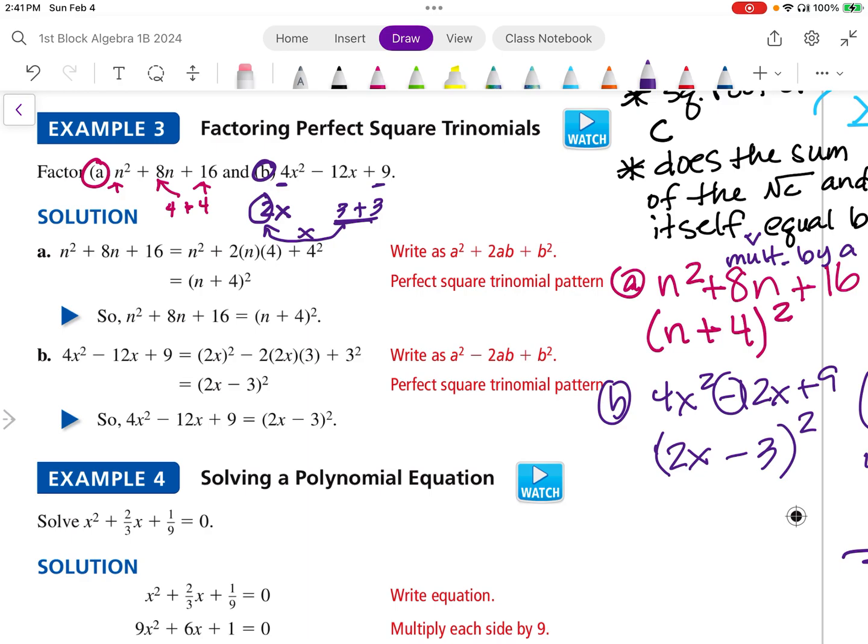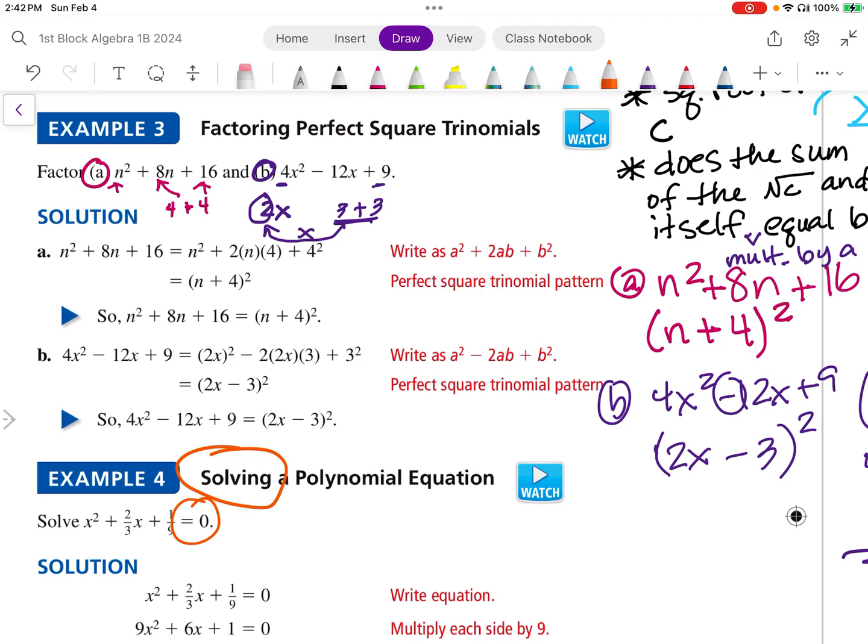Okay, example 4. Example 4 tells us something a little different. Example 4 says, solve a polynomial equation. Well, what's the difference between factoring and solving? Solving takes things one step farther. You still have to factor, but now we're setting everything equal to 0.